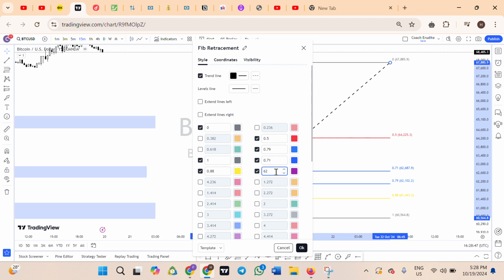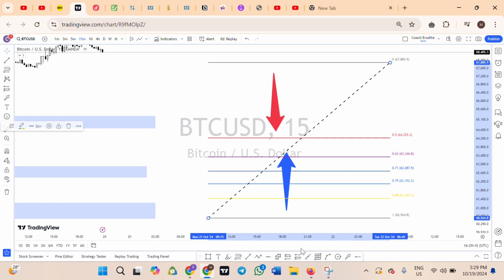Now I'm actually using 0.62. I actually approximate this; some use 0.618. It's actually depending on you. People who trade the ICT love to take trades from the 62 level. Now this is what you should have, and I'm going to change the color to purple, then click on OK. So now I have my 62 level.